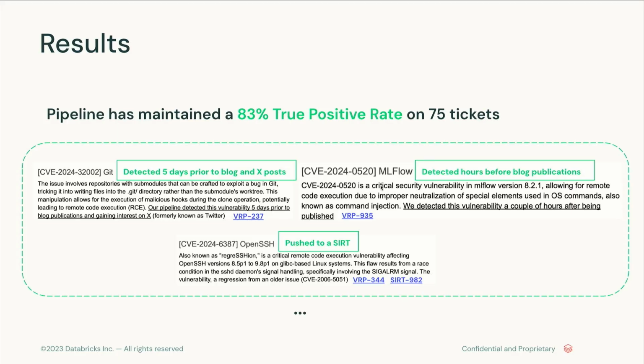And there was also a vulnerability in MLflow. MLflow is one of the products of Databricks as well, and we were able to detect it hours before customers were talking about it, right? There's a vulnerability and things like that. And there's also an OpenSSH vulnerability. We were able to detect that, and it became a security incident, and we had to patch it immediately and things like that.